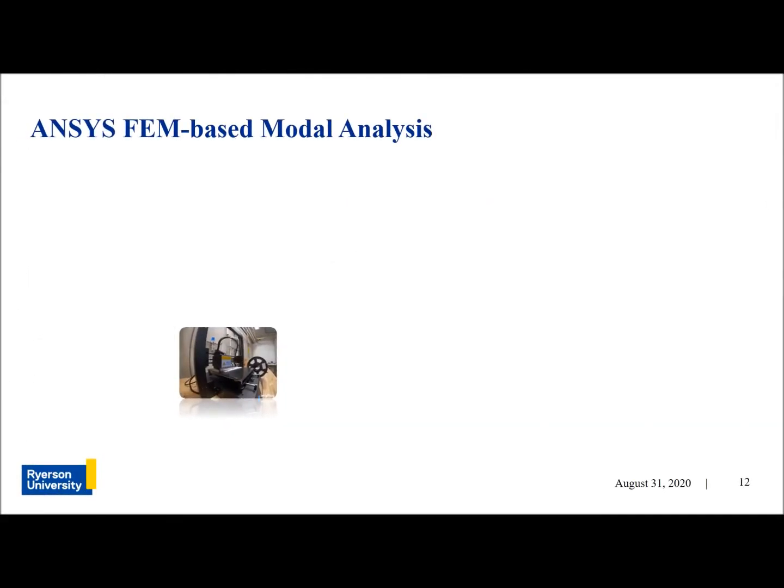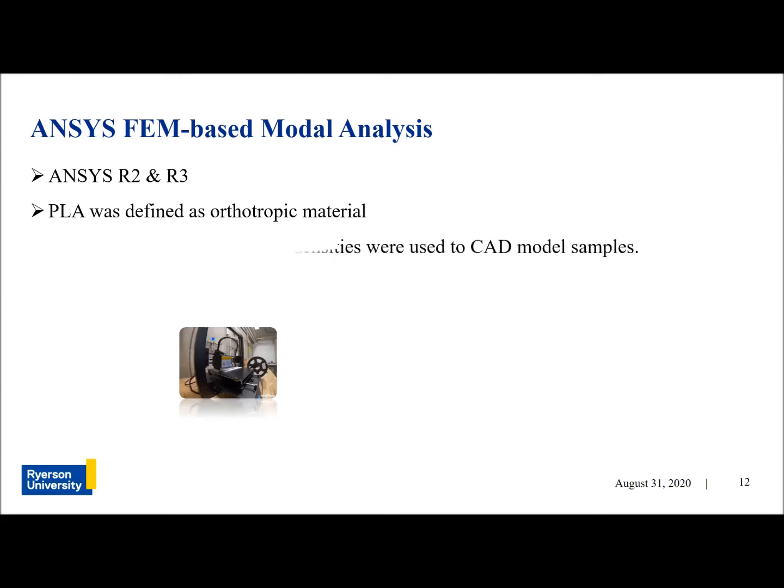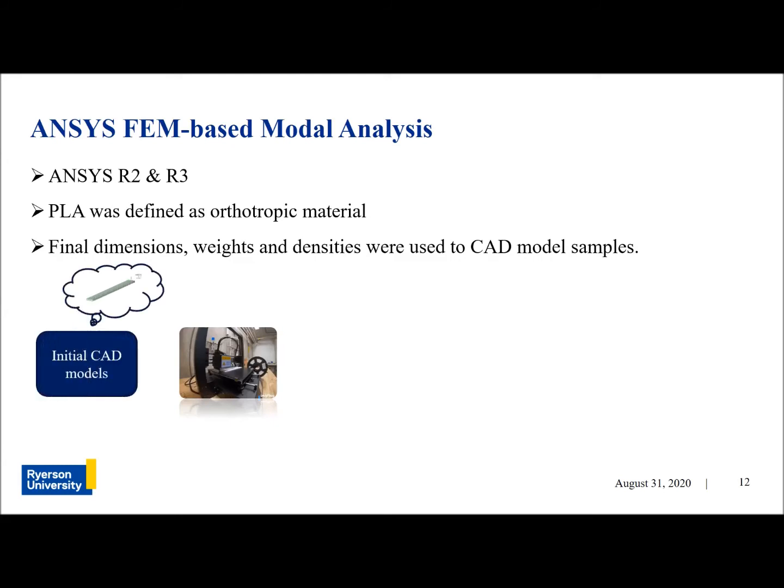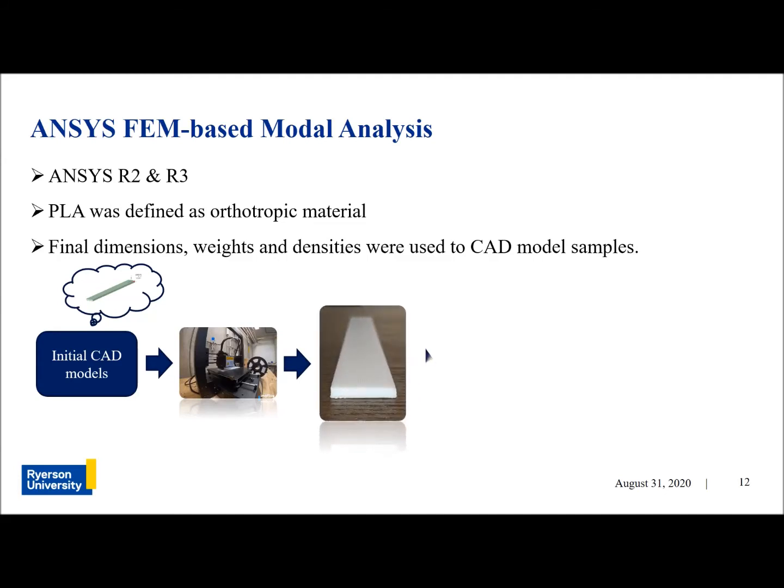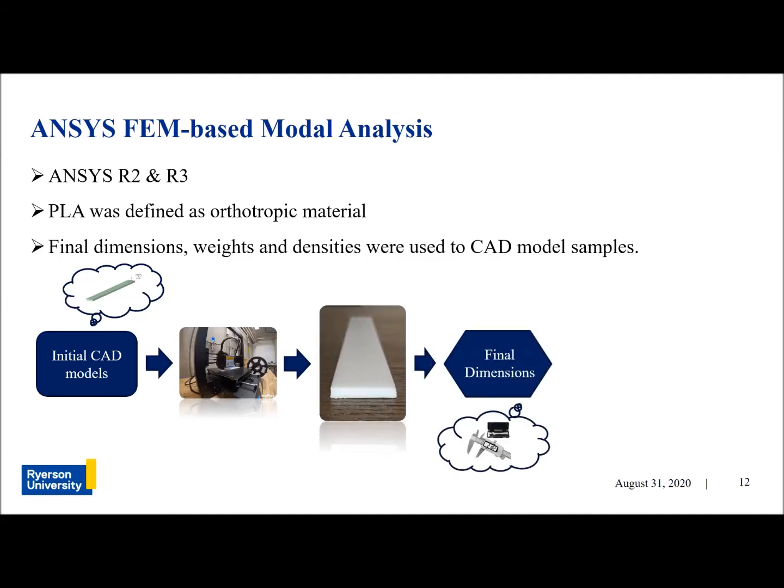To simulate free vibration tests, ANSYS R2 and R3 academic version software was used. PLA as an orthotropic material was defined in ANSYS using values obtained through tensile testing. In modeling beam samples, revised dimensions based on real sample measurements were used, according to the following steps. First, beam samples were manufactured using initial CAD modeling. After measuring width and thickness using a vernier caliper, revised dimensions were used in CAD modeling in the simulation model tests.